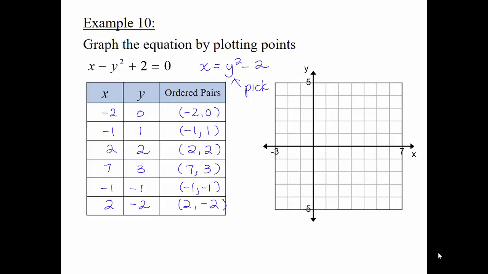0, 1, 2, 3, negative 1, negative 2. Again, 0 squared minus 2 is negative 2. 1 squared minus 2 is negative 1. We're calculating what our x is based on what our y is. And this one we'll graph as a sideways parabola. We did these when we did conic sections in Algebra 2.